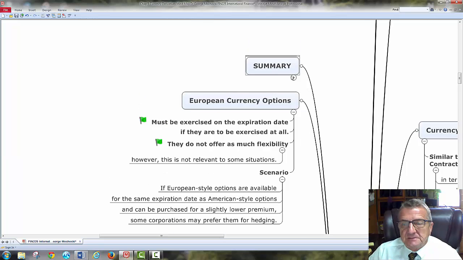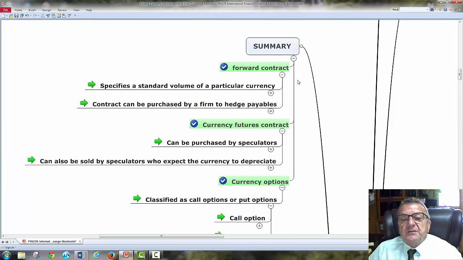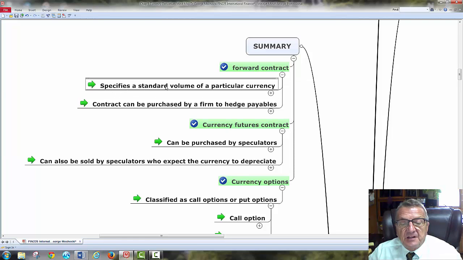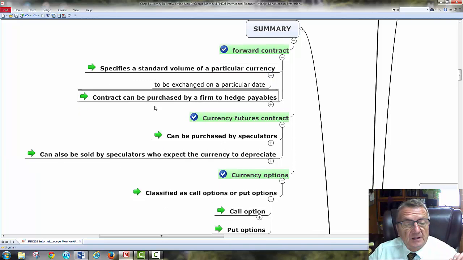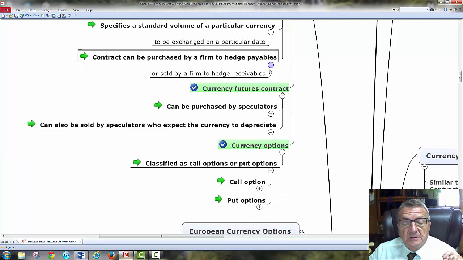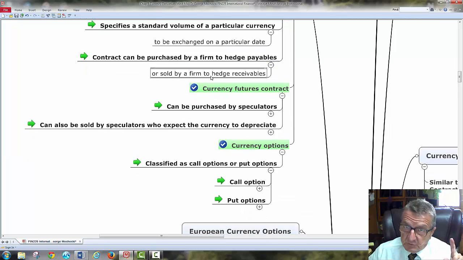Almost done. Okay, now let's look at the summary. I'm going to give you a real quick summary of the whole chapter that we went through. A forward contract specifies the standard volume of a particular currency to be exchanged on a particular date. They all have that. A contract may be purchased by a firm to hedge payables or sold by a firm to hedge receivables. Either one. What am I using it for? What's my strategy? It depends on your organization and what you want to do.